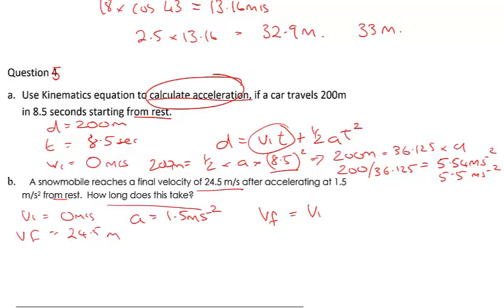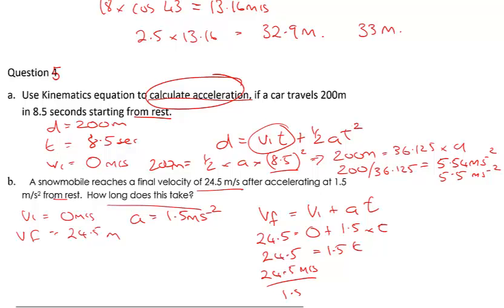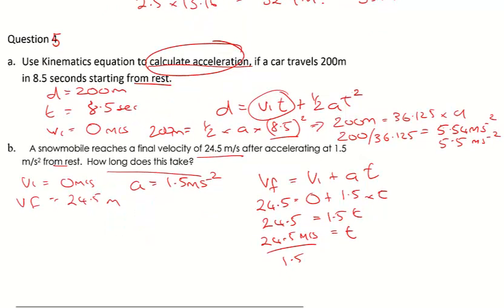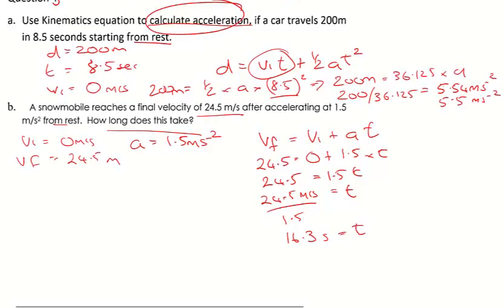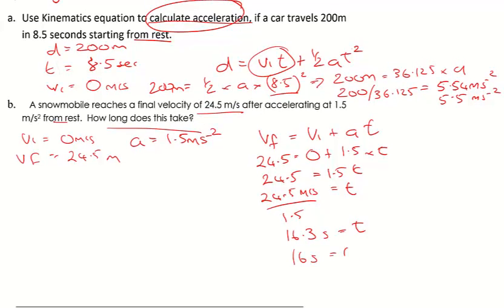That's because we have the final velocity, we have the initial velocity and the acceleration, but we don't have the time. So that's 24.5 equals 0 plus 1.5 times t. So that becomes 24.5 equals 1.5 t. 24.5, I should put the units in there, divided by 1.5 equals time. And so it equals 16.3 seconds equals t. And if we go to two significant figures, that's just 16. And that's the last question.